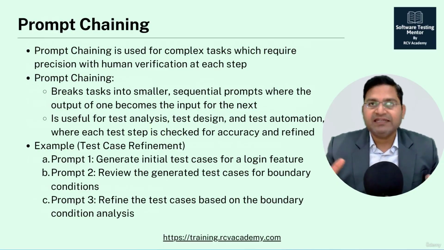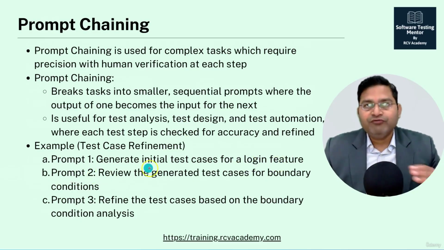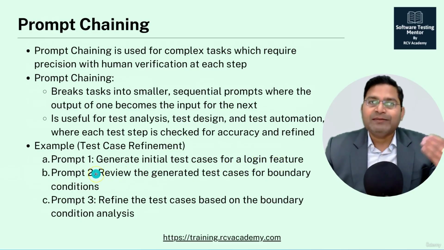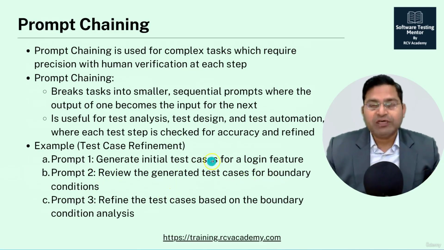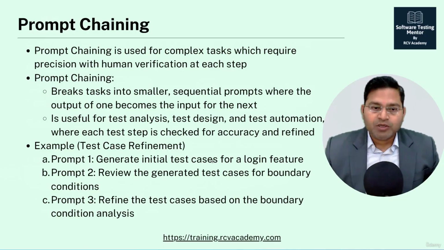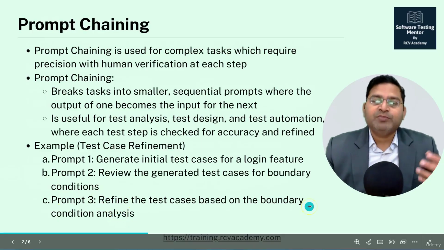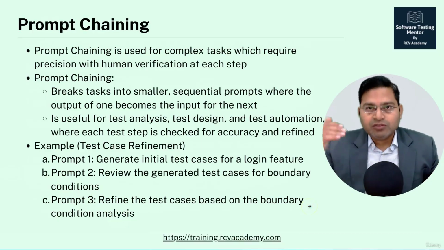For example, in test case refinement, you start with the first prompt: generate initial test cases for the login feature. You got the output, then you review that output and type in another prompt in continuation: review the generated test cases for boundary conditions. So whatever test cases were generated, you review those for boundary conditions, whether they are added or missing, that's another prompt. Then you get the updated outcome for the test cases. Then you type in a third prompt: refine the test cases based on the boundary condition analysis. So this is prompt chaining.